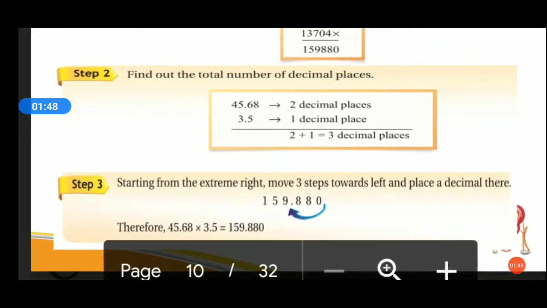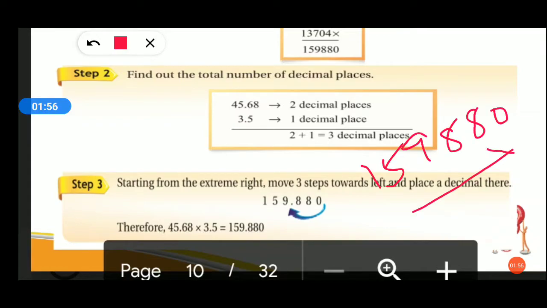Understood, students? Now in the product, what you need to do? The product is 159,880. Now just move to the right of the product. Going to the right of the product, what you need to do? 3 decimal places. 1, 2, 3. So 3. Whatever number of decimal places we have in the numbers we are multiplying, you need to have the same in the product also.